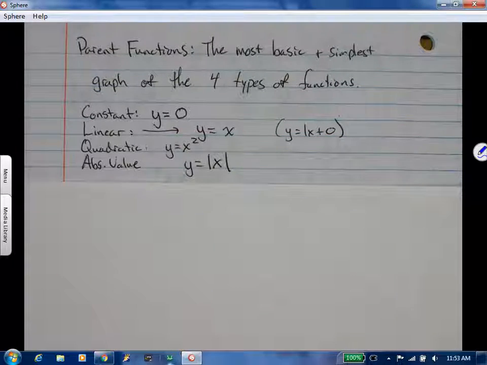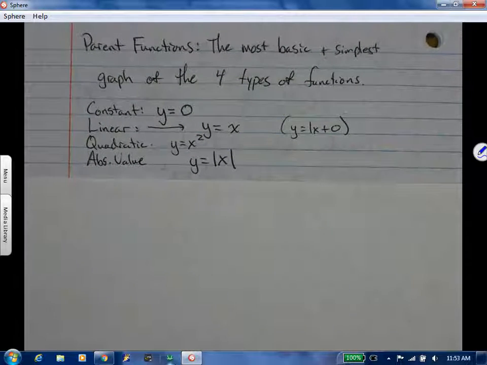So we should be able to graph the absolute value. I'll show you on your calculator where that button is. If we don't have time today, I'll do it tomorrow.